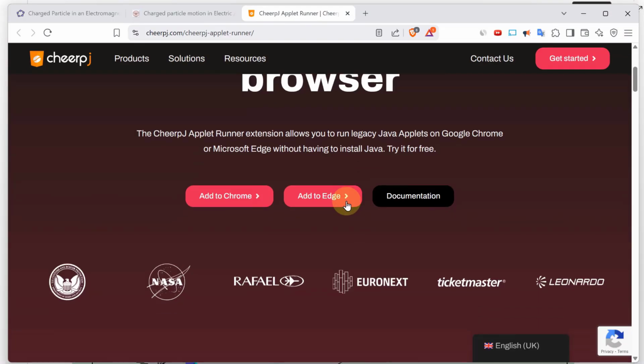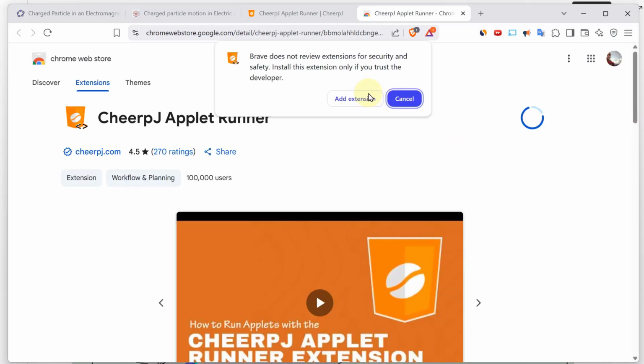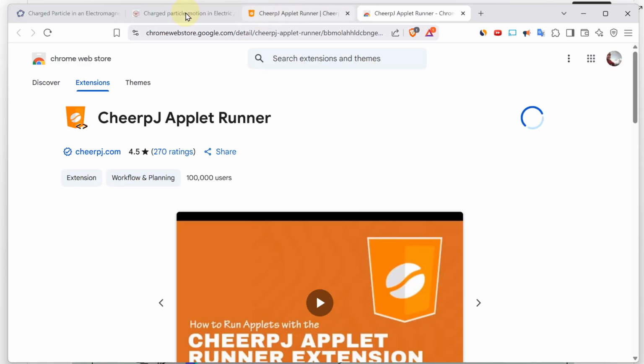I'm going to go download this quickly. Add the Chrome extension. I'm using Brave browser, but it should work. They're both Chrome. Okay, I'm going to add this quickly. Add this, and let's see if I can run this.